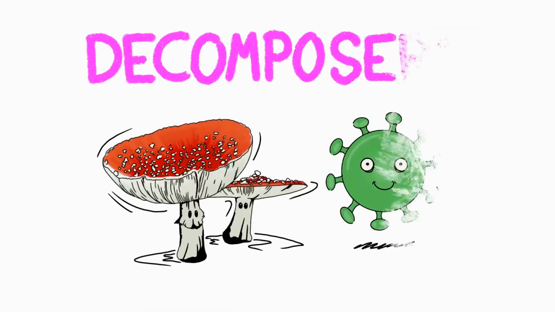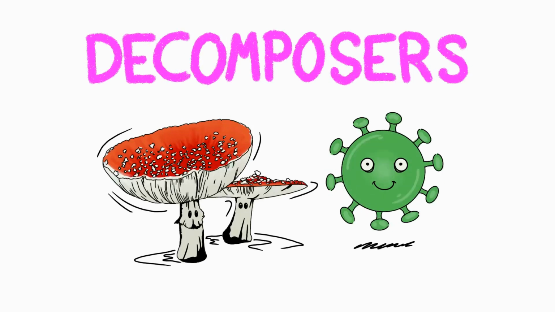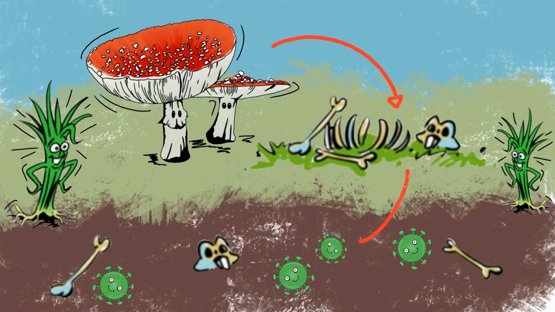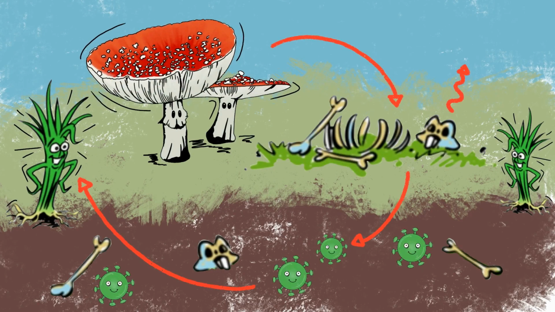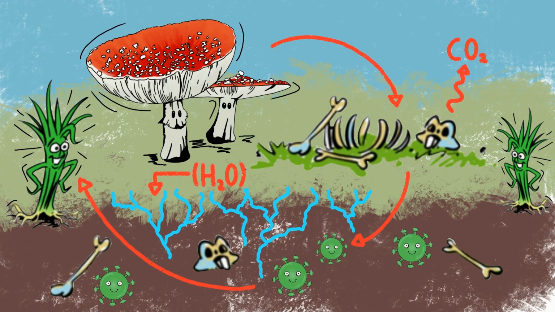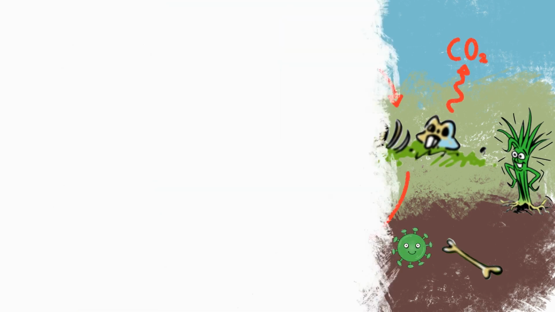And there is one last group we should mention, the decomposers. This includes fungi and bacteria. These guys are like nature's recyclers, breaking down dead organic matter into simpler compounds such as carbon dioxide, water, and minerals by secreting enzymes into their environment. Decomposers are a key part of the ecosystem because they recycle nutrients back into the ground for primary producers to use.